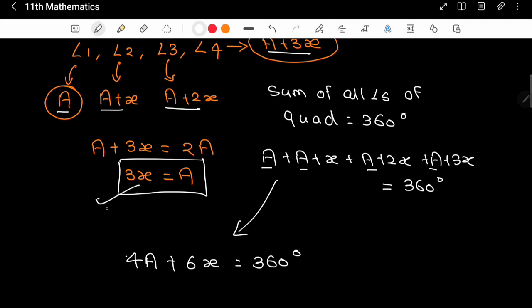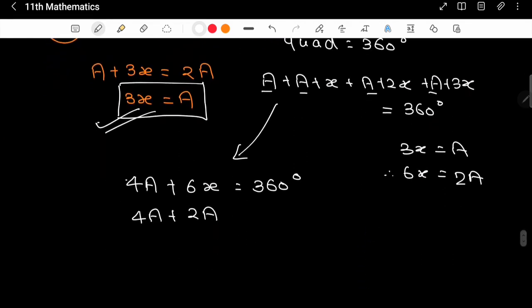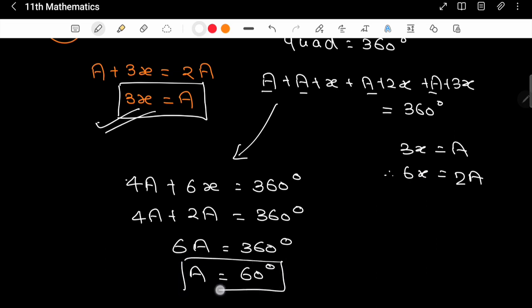Now using the relation 3x is equal to A, in place of 6x we can substitute 2A. 3x is equal to A, therefore 6x is equal to 2A. Fine. Now let's simplify. 4A plus 2A is 360 degrees. Therefore 6A is 360 degrees and therefore A is equal to 60 degrees. So the first angle is 60 degrees, which is angle number 1.